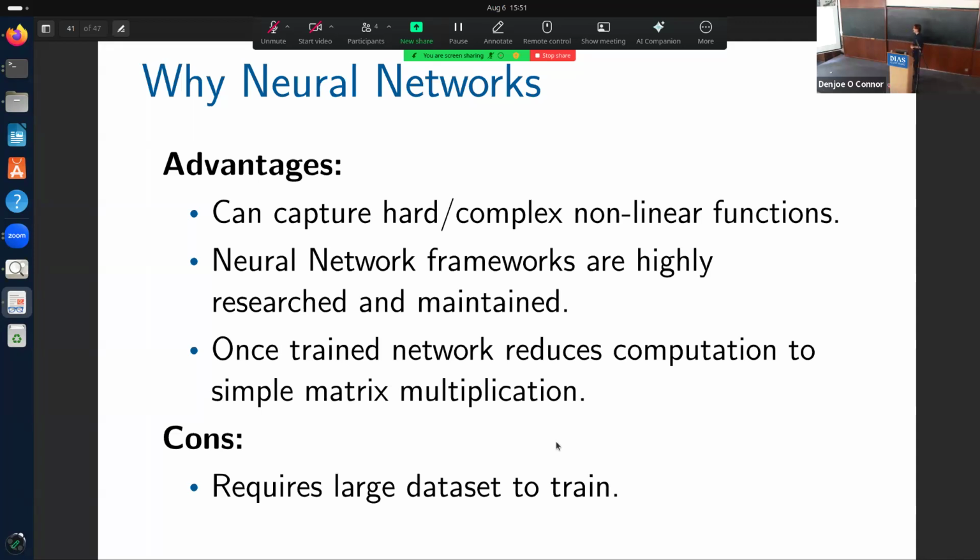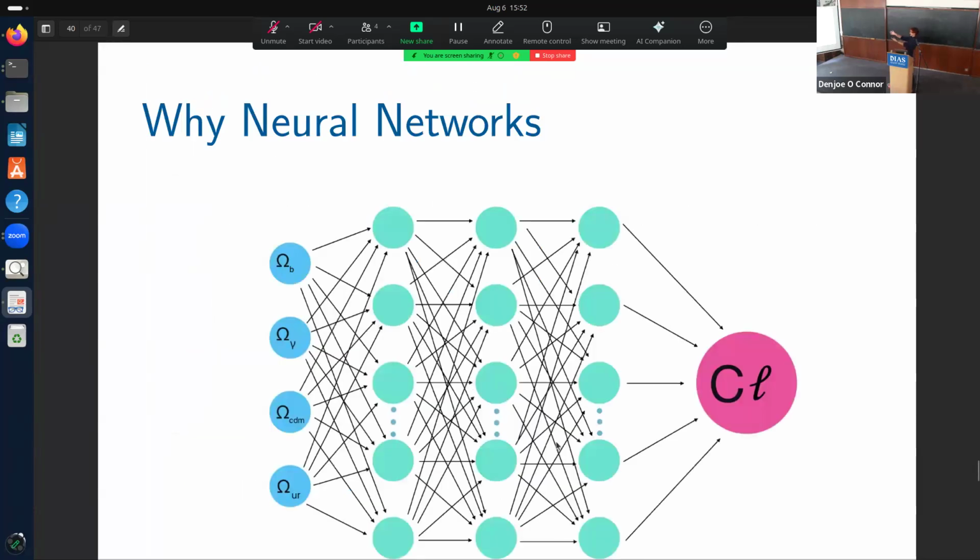Another advantage is that neural network frameworks, everybody's heard about them. They are very highly maintained and very highly researched. So all the programs that you can use are basically state of the art, and you're going to get very fast runtimes and very fast training times. The only con is that it requires a very large data set to train. In order to train this neural network, we need to change the parameters of the weighted matrix according to some error. So what we're going to do is basically input our input vector of omegas into the neural network.